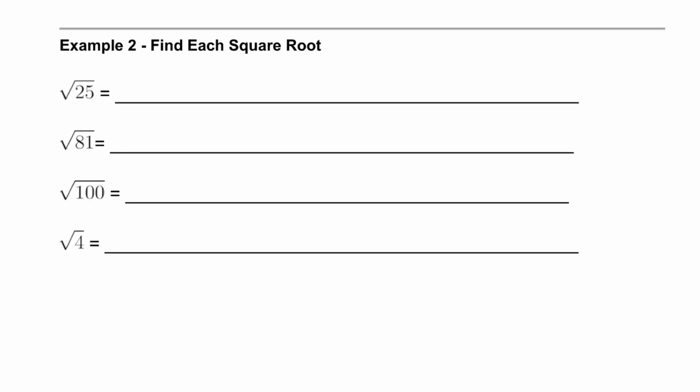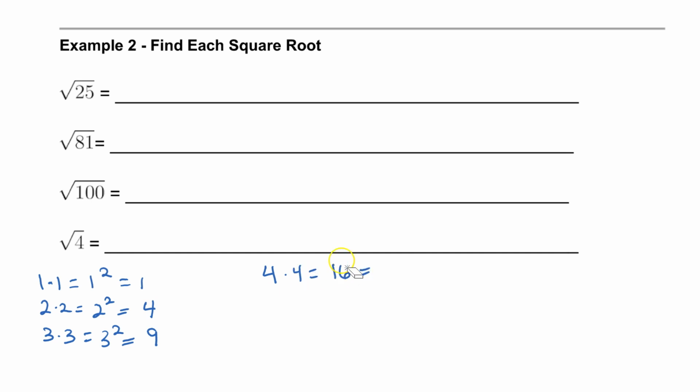In this next part, we talked about perfect numbers since we're talking about square roots, and we said 1 times 1 is 1 squared, which is equal to 1. 2 times 2 is 2 squared, which is equal to 4. 3 times 3 is 3 squared, which is equal to 9. We have 4 times 4, which is 4 squared, which is equal to 16. 5 times 5 is 5 squared, which is 25.